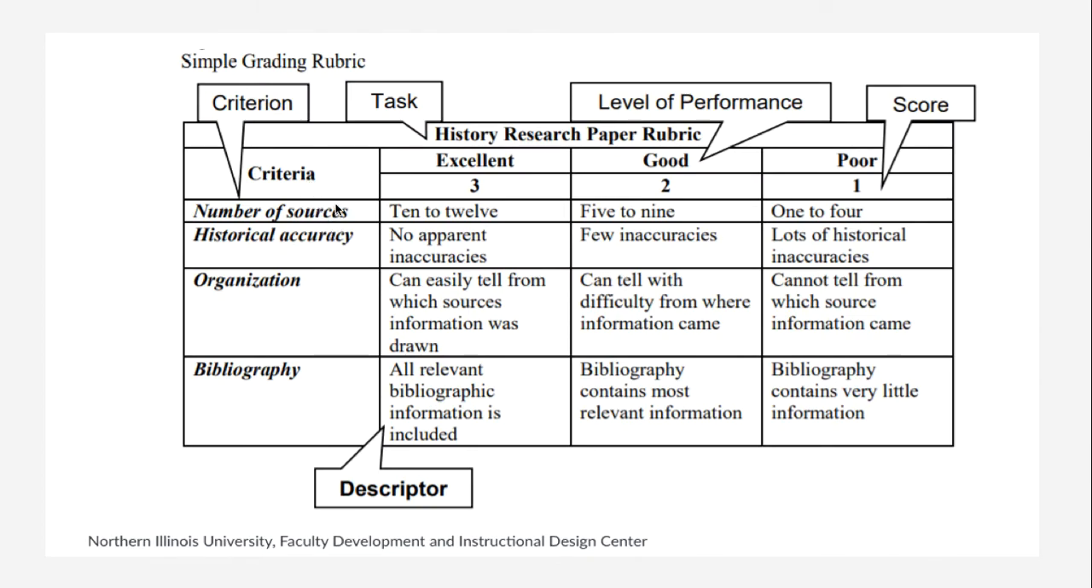here along the left side, we have the criterion. So what should be included? What are we assessing? What should students be able to show that they've learned in this history research paper? Well, we want them to include sources, right? Outside external source material. We want the paper to be historically accurate. We want the paper to be well organized. And we also want the students to include a bibliography. So we have 4 criterion here that they'll be marked on.